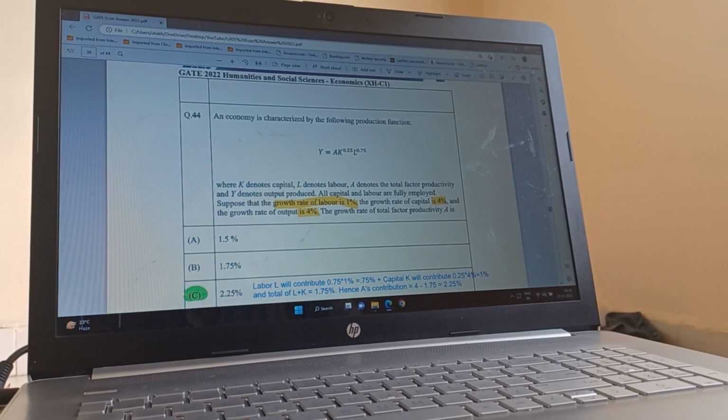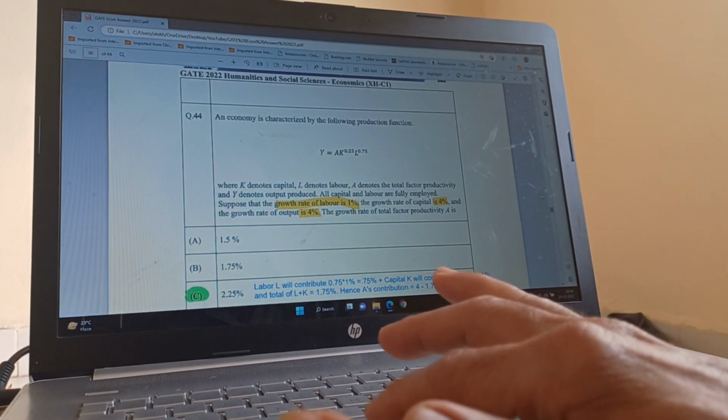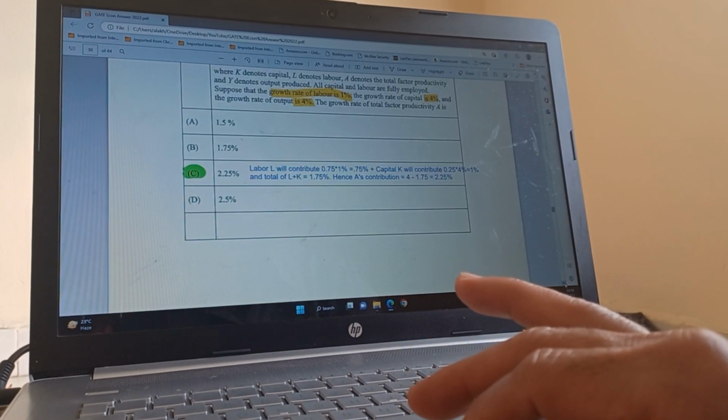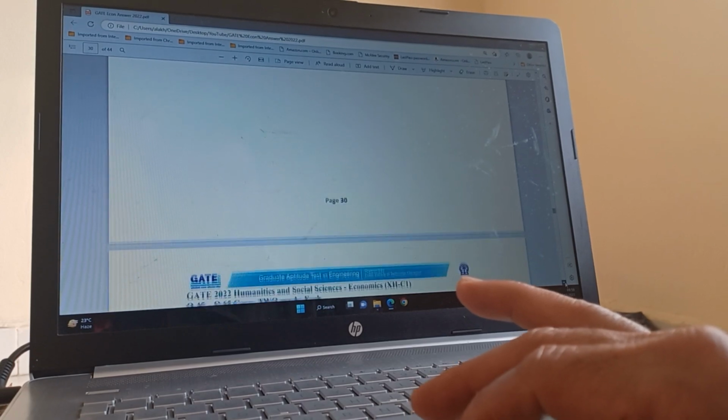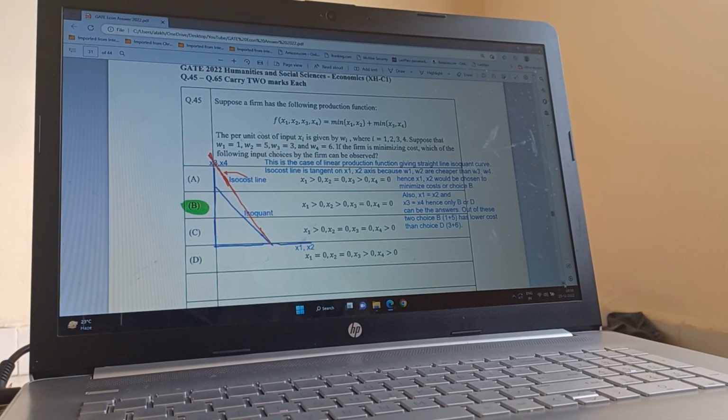Dear learners, this is the continuation of my GATE solutions, and I am starting from question number 45. In my previous video, I had solved up to question number 44. So here is question number 45.